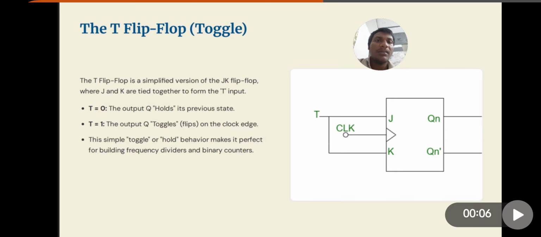Here, when T equal to 0, the output Q holds the previous state. Then if T equal to 1, the output Q toggles, flipping on the clock edge.